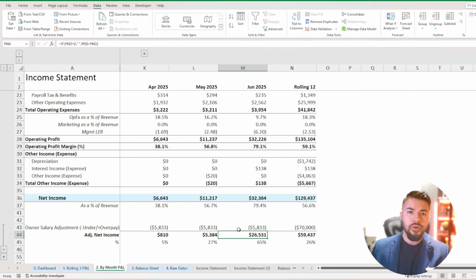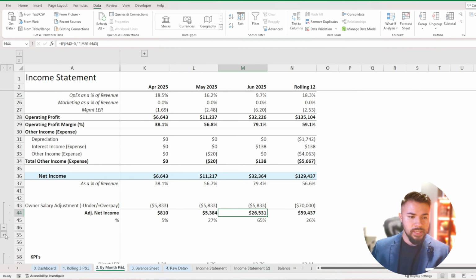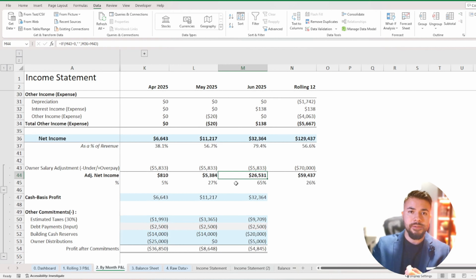The second, third, fourth, and fifth on the list, just as a high level, are going to be your estimated taxes, your debt payments, building cash reserves, and distributions. Let me go through each in depth.